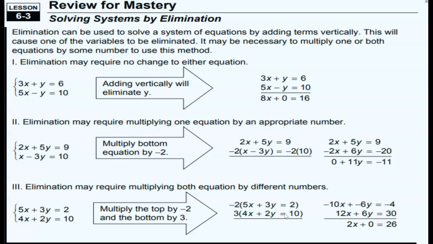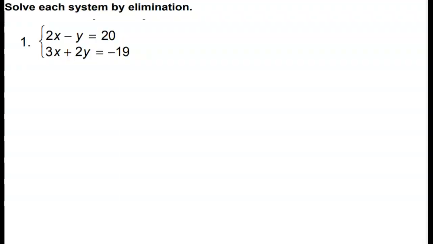Let's take a look at a few examples so we can understand it a little bit better. Let's look at the elimination method here. We've got 2x minus y is equal to 20, and 3x plus 2y is equal to negative 19. Now, we can't just add straight up and down and eliminate. None of these are opposite to each other. But this 2y and negative y is close.